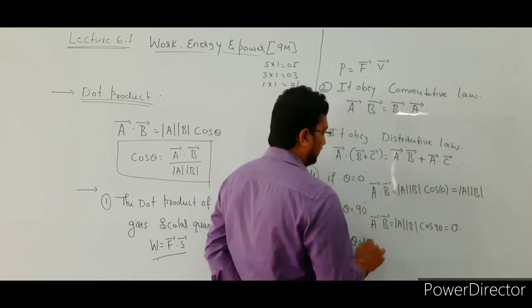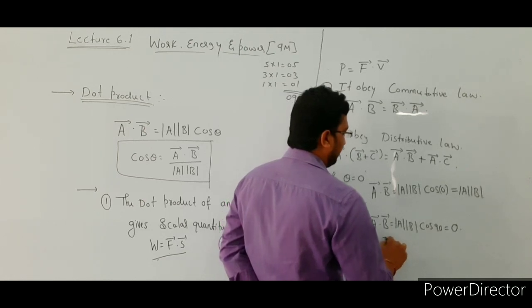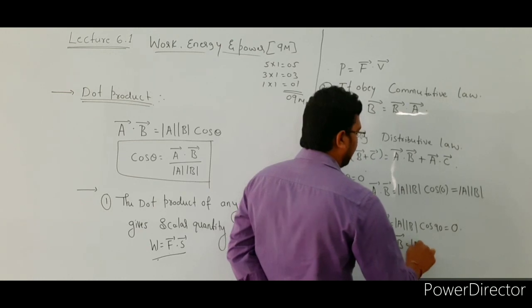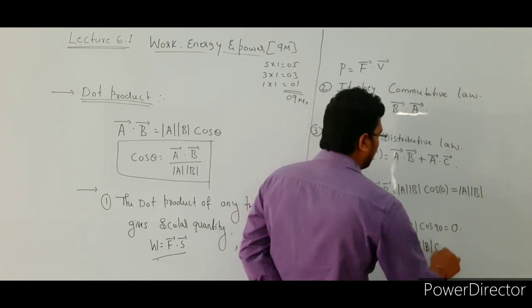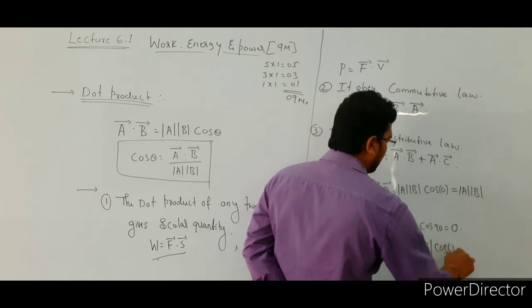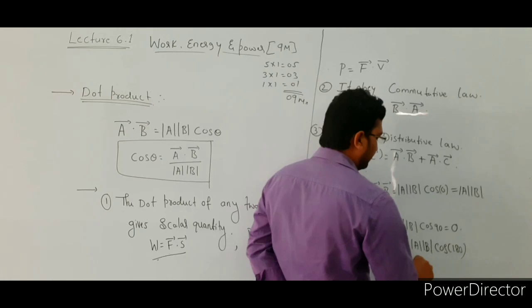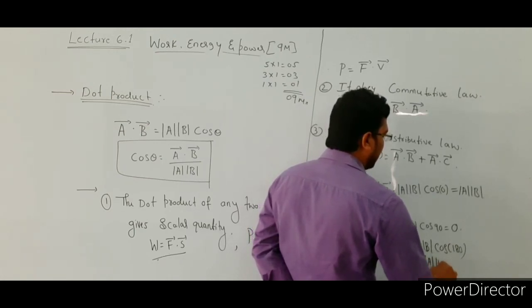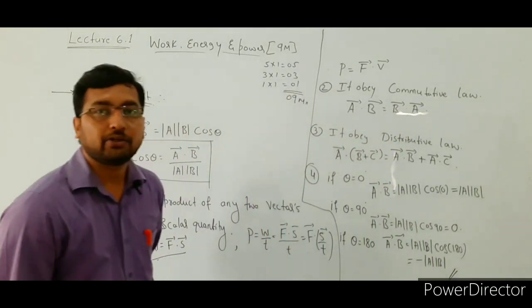Next, if theta is equal to 180, then A vector dot B vector is equal to magnitude of A into magnitude of B into cos of 180. Cos of 180 value is minus 1. So this is equal to minus of the magnitude of A into magnitude of B.